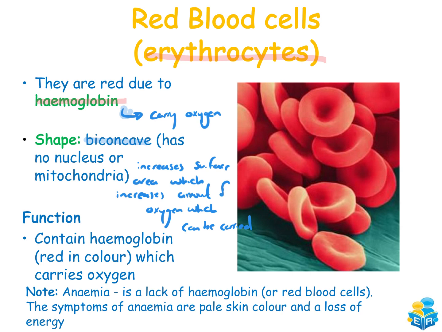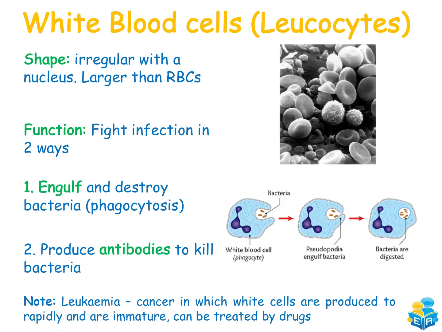Now, its function, we've already mentioned this, but it contains hemoglobin, which is red in colour, and that carries oxygen. And just a little note there on a deficiency as well, because it is important to know a deficiency associated with each one of these. Anemia is a lack of hemoglobin or a lack of red blood cells, and the symptoms of anemia are pale skin colour and a loss of energy. And that would make sense, because if there isn't oxygen being transported around to all of your cells, you're not going to have as much energy. You're going to find yourself getting a little bit more tired that little bit quicker.